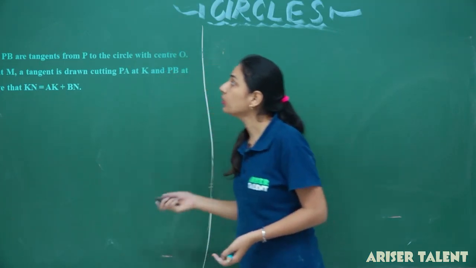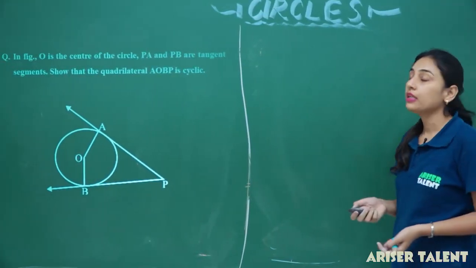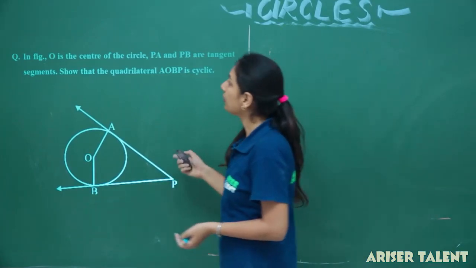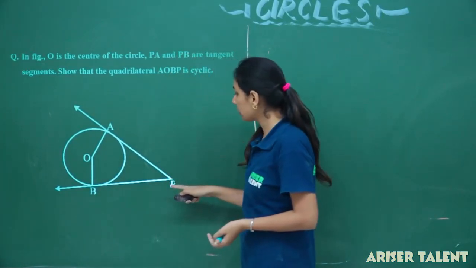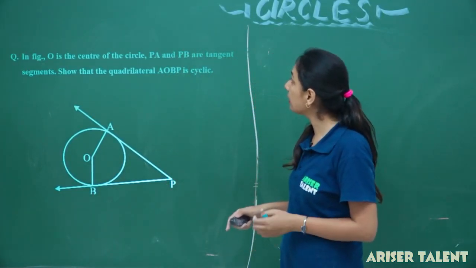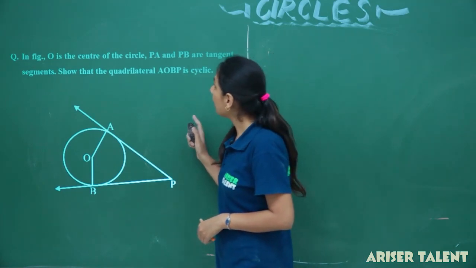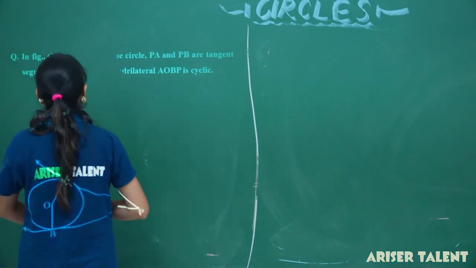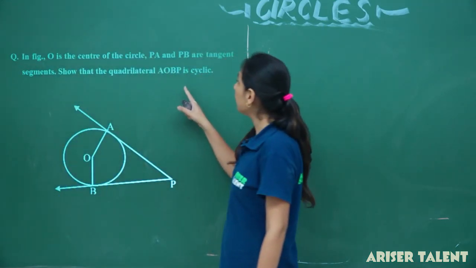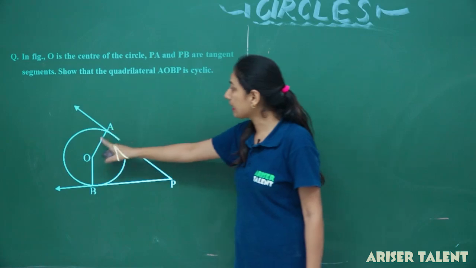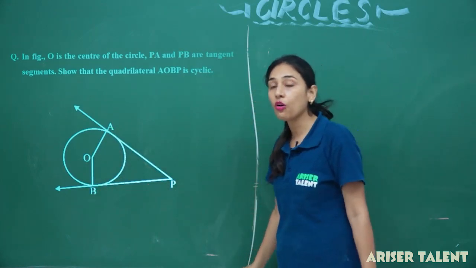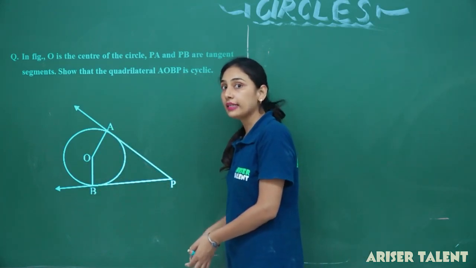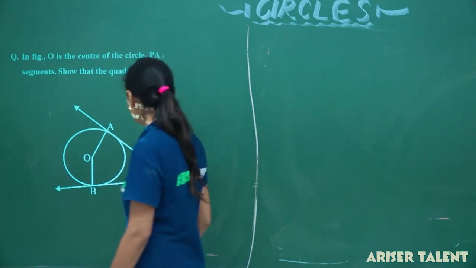Okay students, going with the next question. In this question you are having a figure and O is the center of the circle. PA and PB are tangent segments. Show that the quadrilateral AOPB is cyclic. Now what is the meaning of cyclic?